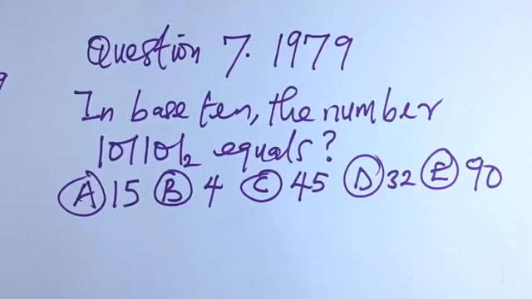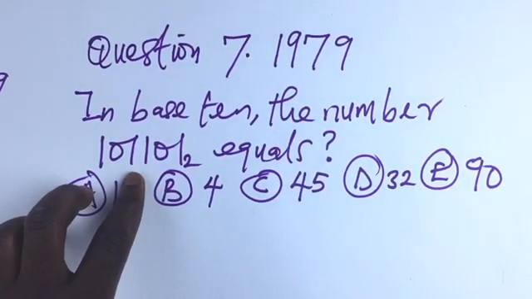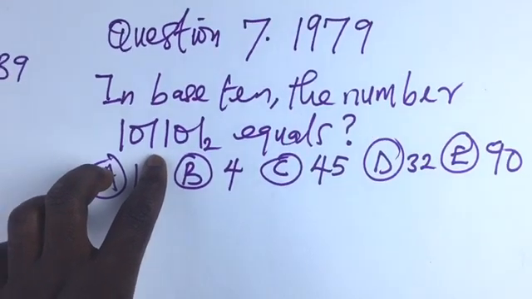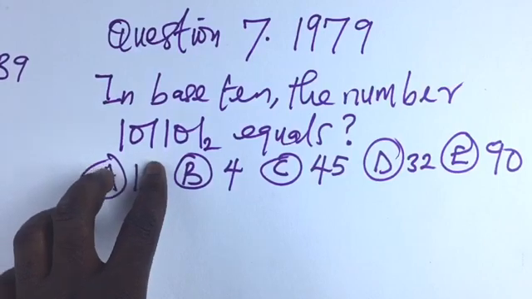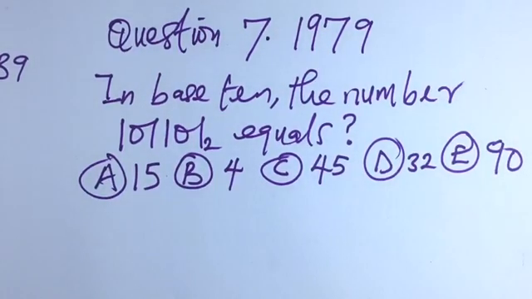Now this applies to other examinations all over the world, but the questions for this particular lesson were taken from JAMB. The question is, in base 10, the number 101101 equals, so they're asking us to convert this number that's in base 2 to base 10. The first thing we need to do whenever we are converting from base 2 to base 10 is to remember our standard form.